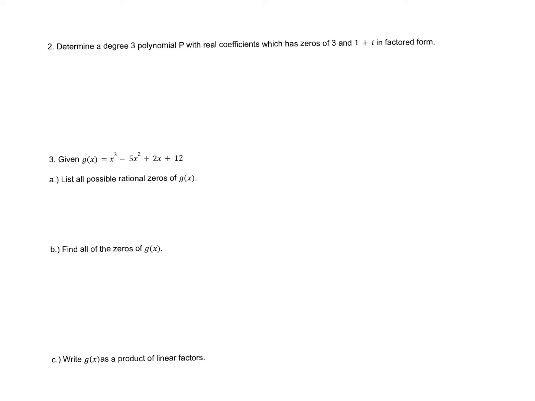All right, the second problem says if you have a degree 3 polynomial p with real coefficients, which has zeros of 3 and 1 plus i, write it in factored form. Now, of course, since it's degree 3, we should have 3 zeros. In this case, we know one of them is 3 and one of them is 1 plus i. So we have to determine what that third zero is.